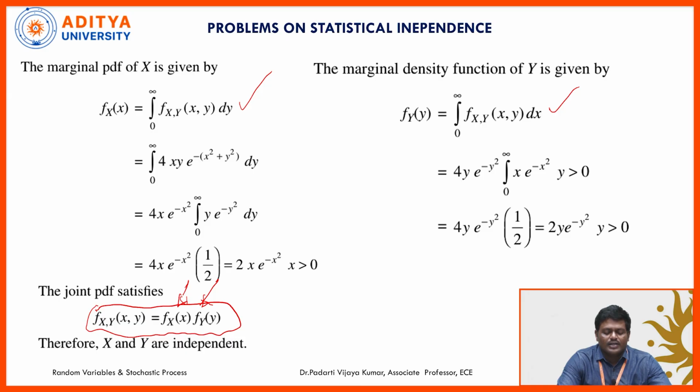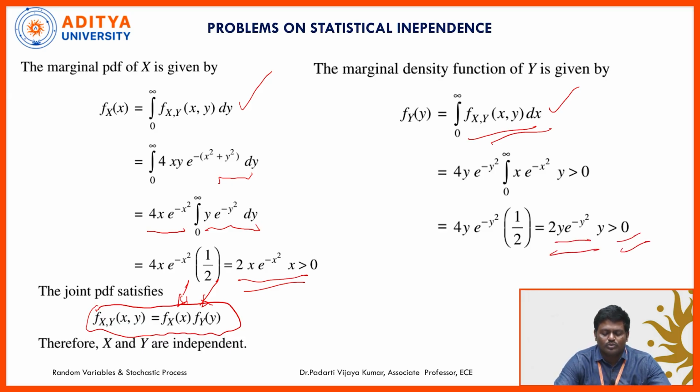Since we are integrating with respect to y, I am taking the x limits outside, and this integration value we already computed, that value is 1 by 2. So what we will get is 2x e power minus x square, and the x limit is mentioned here. In a similar manner, since both look symmetrical, fy of y can be computed by integrating with respect to x. What we will get is 2y e power minus y square, y greater than 0.